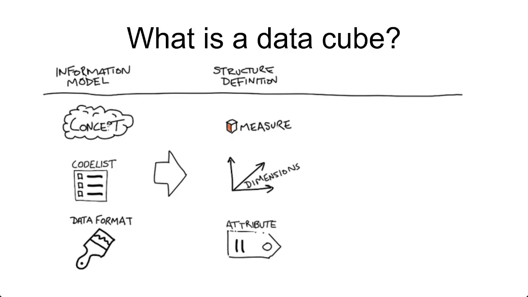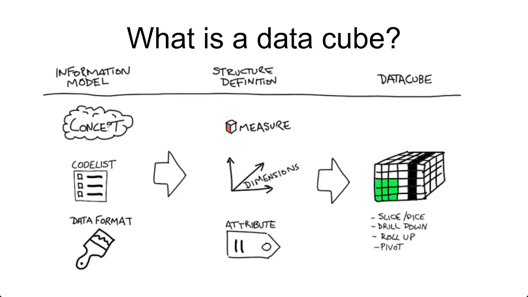And attributes are attributes of measures and dimensions. So, for example, a blood pressure might have an attribute unit, which is beats per minute. And once you've defined all of that using the DataCube formats, then you've got yourself a DataCube.